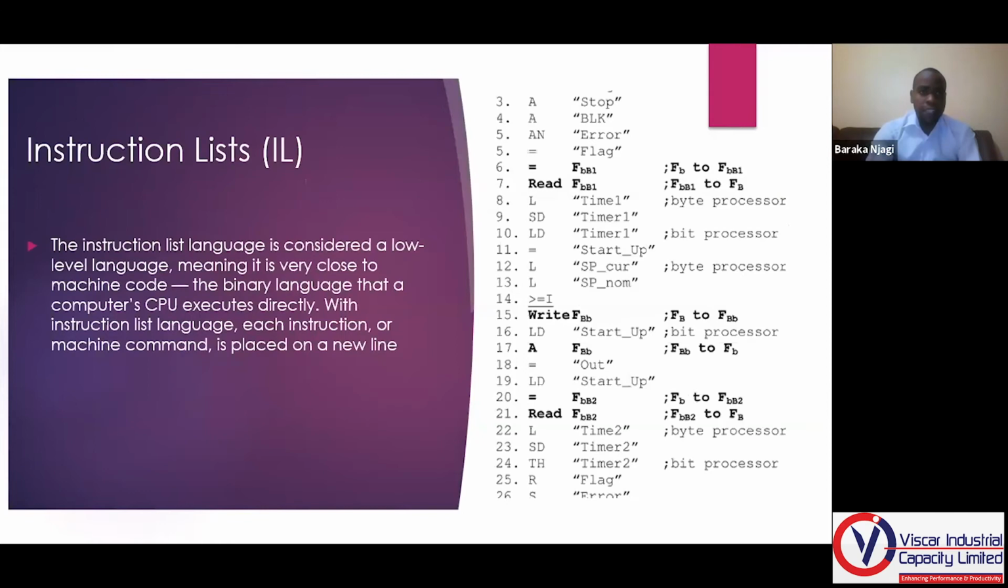The next one is an instruction list. An instruction list is also considered a low-level language, and this one uses binary language. Each instruction, as I have written there, is placed on a new line. Compared to the first one, you can see that these have special instructions for each item. For example, in our picture there, A stands for stop and another A for block. They are put in such a way that all of these can be executed directly by the computer CPU without having to be converted. So they are machine language. The first two, all of them are machine language.